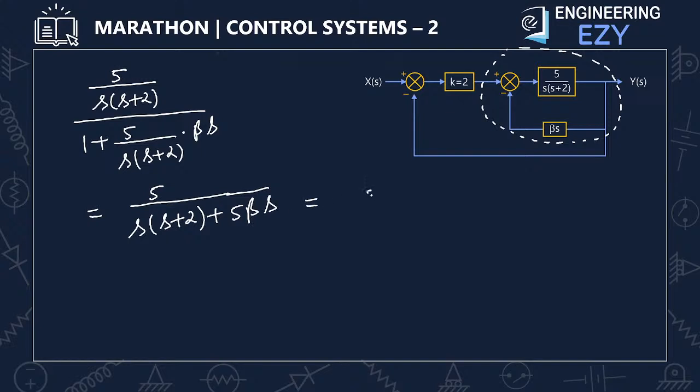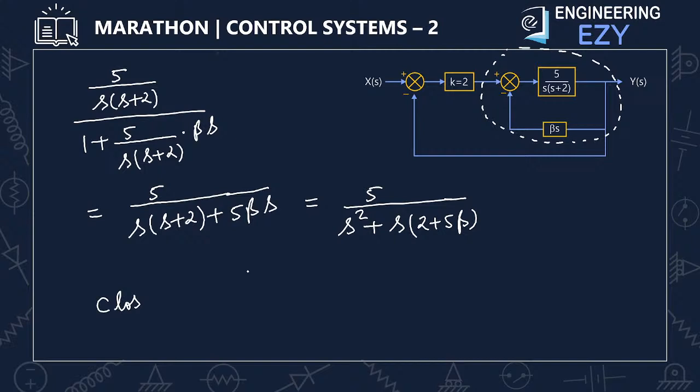So we get 5 upon s square plus 2s plus 5 beta s, so it is s times (2 plus 5 beta). This is the overall block diagram reduction. And what is the correct closed loop characteristic equation? Ashok is giving the answer. I think Ashok, there is a little bit of mistake.